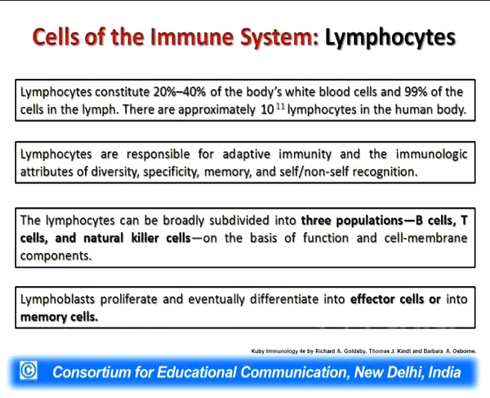Now these lymphocytes have been broadly divided into three major populations. The first is called B cells, the second is called T cells, and the third is called natural killer cells, and they are divided into these categories based upon their function and cell membrane components. We will come to these one by one.